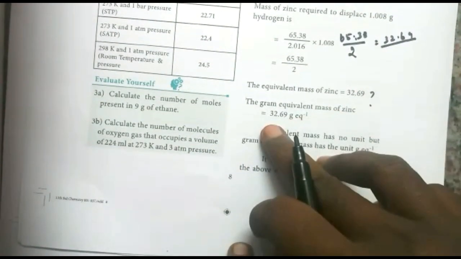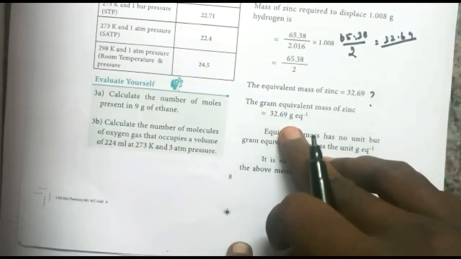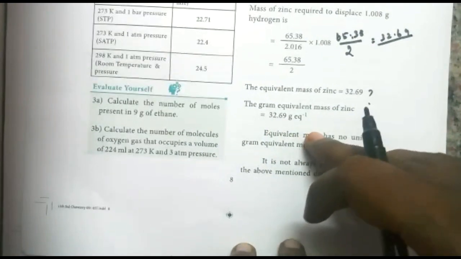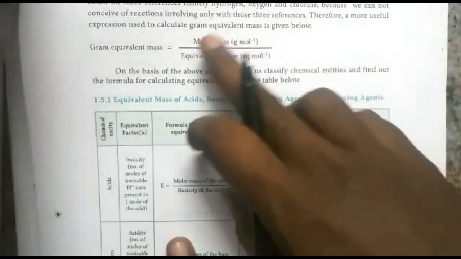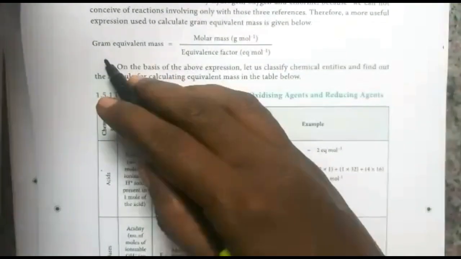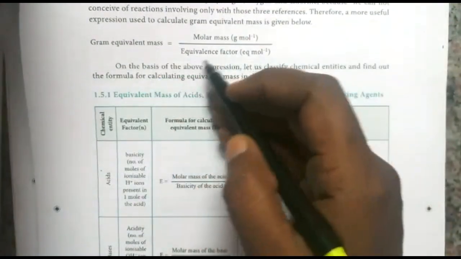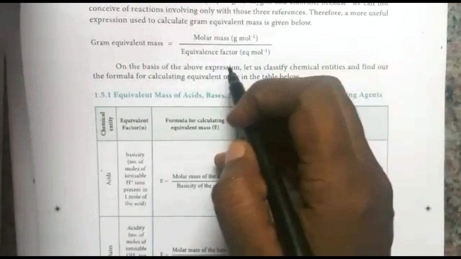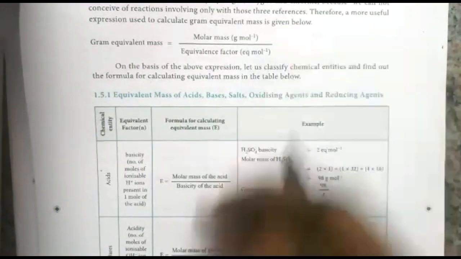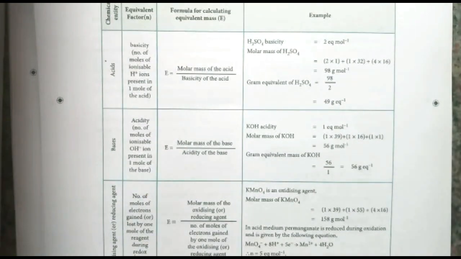The gram equivalent mass of zinc is 32.69 gram equivalent power -1. This is the general formula for identifying a gram equivalent mass: molar mass divided by equivalence factor. Now, how do we identify the equivalent mass of an acid and a base, or sometimes an oxidizing agent or reducing agent?